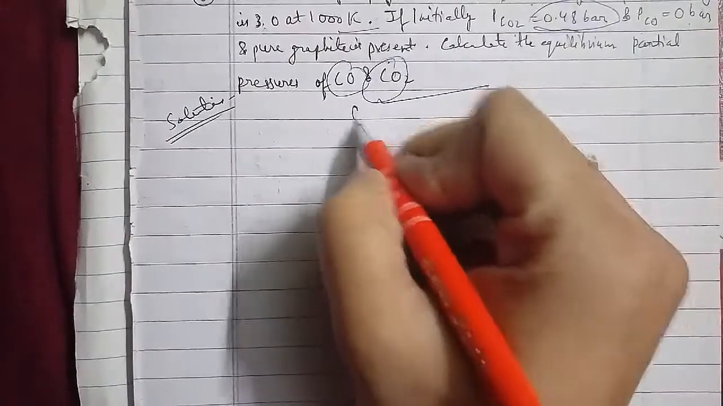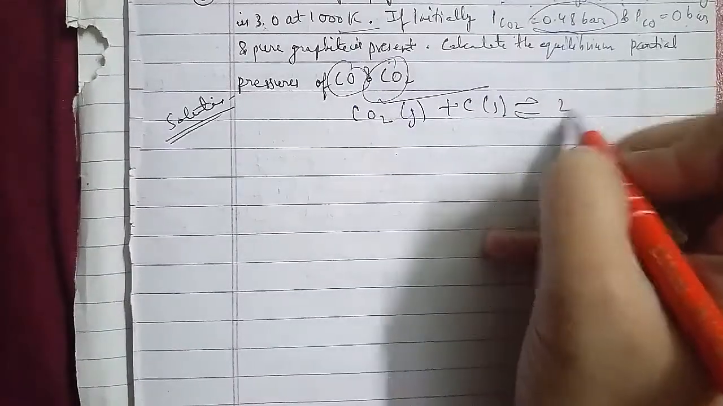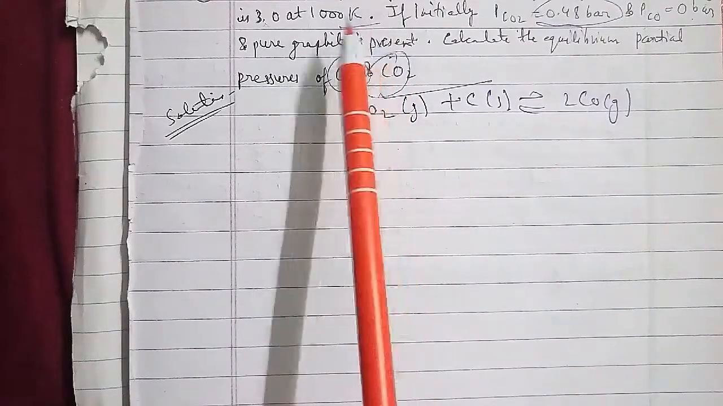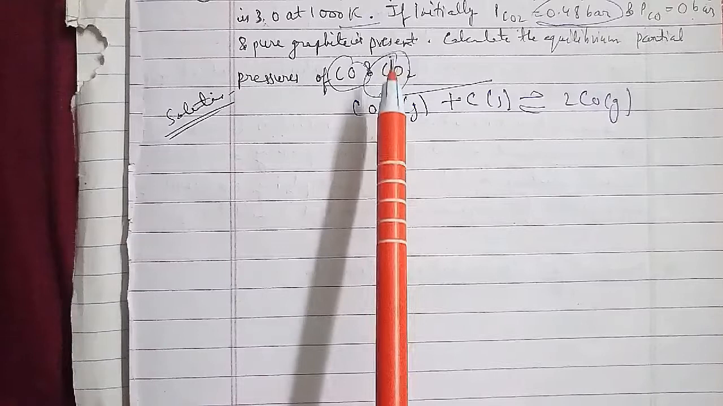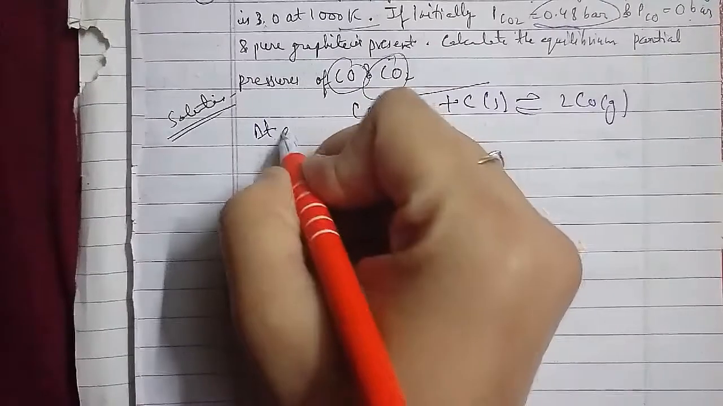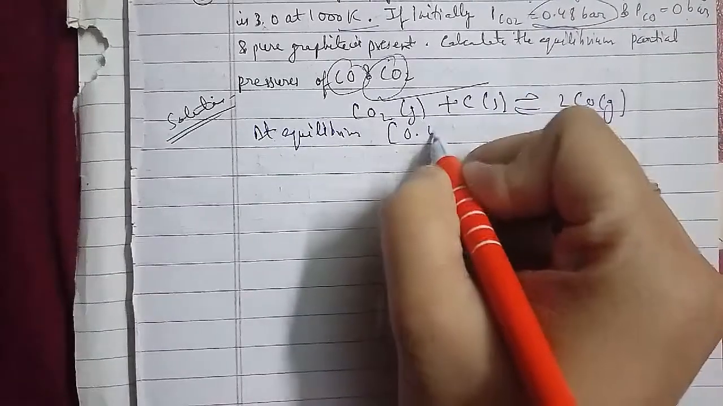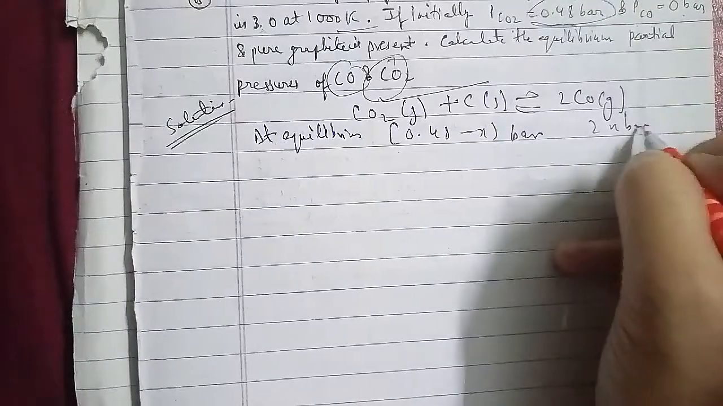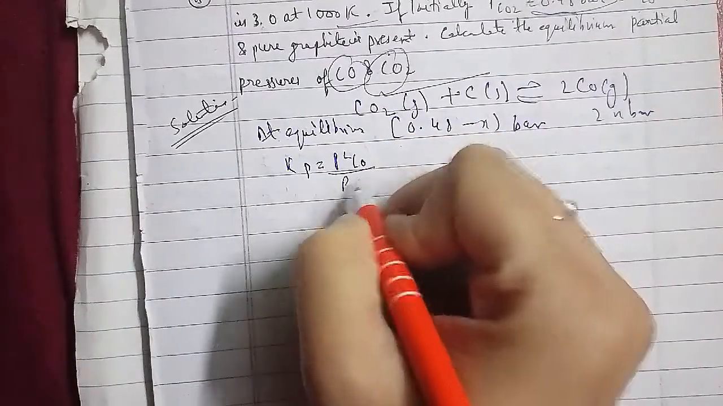So initial pressure is 0.48 bar and 0, what they had given you in the question here. At equilibrium, it will be 0.48 minus x bar, and 2x bar as well. And for that we'll find the Kp, that is P of CO squared upon P of CO2. So Kp equals (2x) squared by (0.48 minus x), and that is equal to 3.